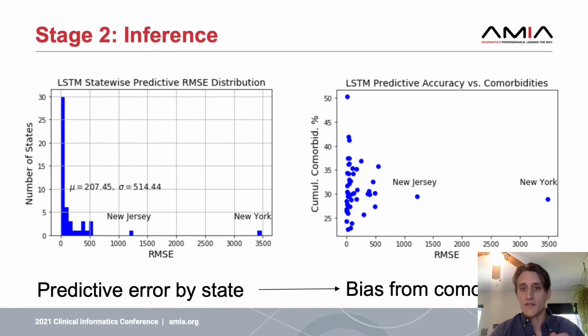Here's a scatter plot with the same RMSE for each state versus the cumulative 2017 census rates of the comorbidities mentioned earlier. The fact that there's no obvious trend between the cumulative comorbidity and predictive error of our LSTM shows that our model is at least not biased with respect to the comorbidities that we allowed the model. We performed the same analysis for each individual comorbidity with a similar conclusion.